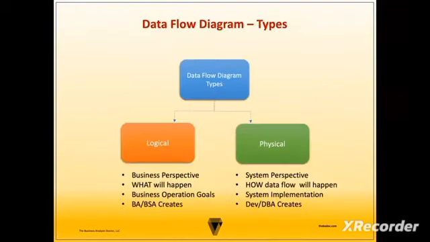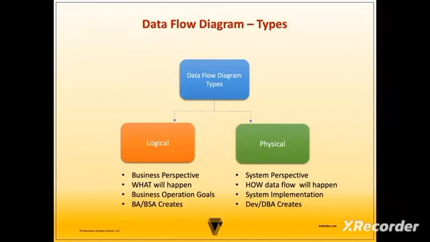Now let's discuss the two types of data flow diagrams. These are logical data flow diagrams and physical data flow diagrams. Logical data flow diagrams illustrate what will happen to the data during the business processes and activities. Physical data flow diagrams illustrate how the data will move through the elements from a system perspective and how the physical structures will be implemented.